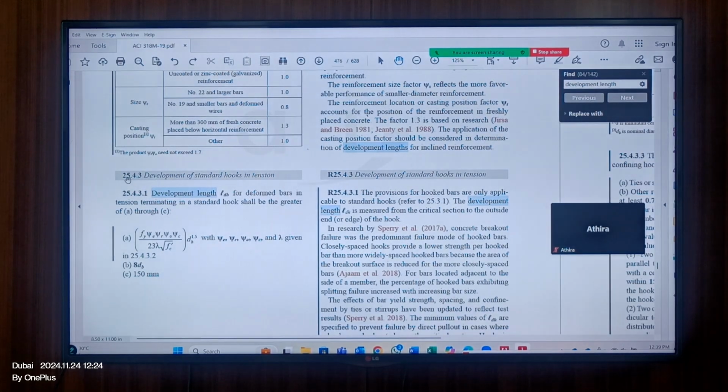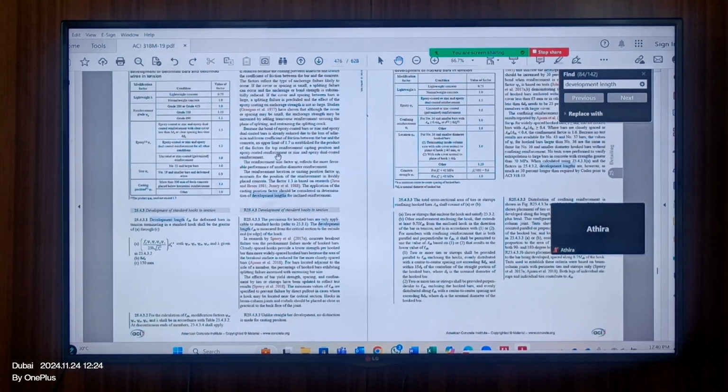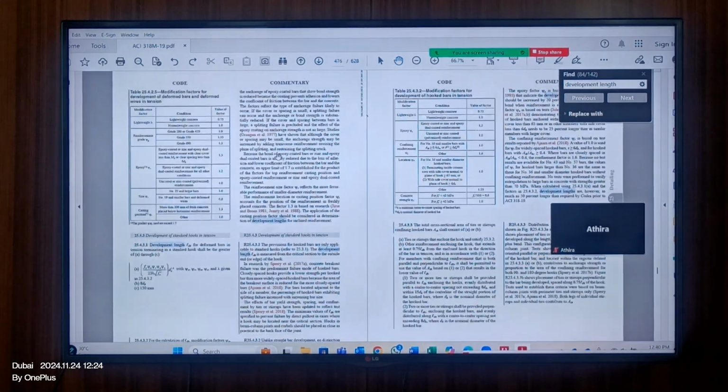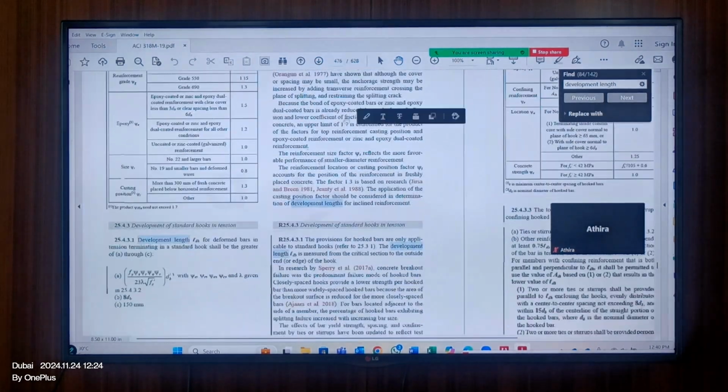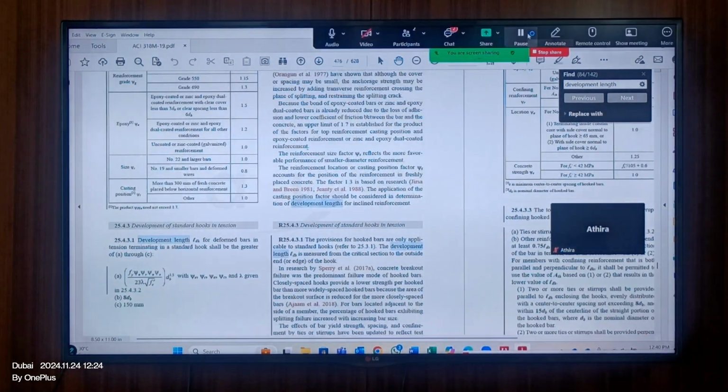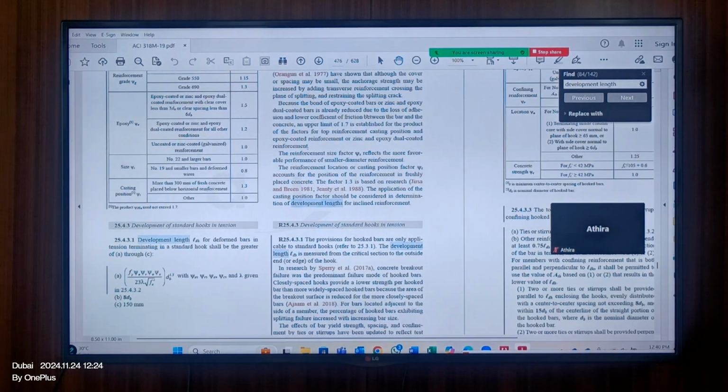Maybe people are misunderstanding that you have only one development length calculation. You have two sets of combinations for the development length. One is for the straight, this one, note on the table, ACI 318-19, table number 25.4.2.3. This is for the straight. The other one is for hook, which is 25.4.3. Okay, this is not a table, this is the clause. The clause 25.4.3.